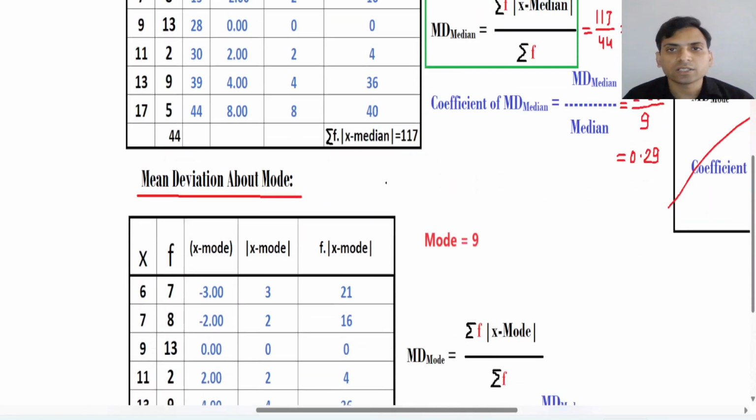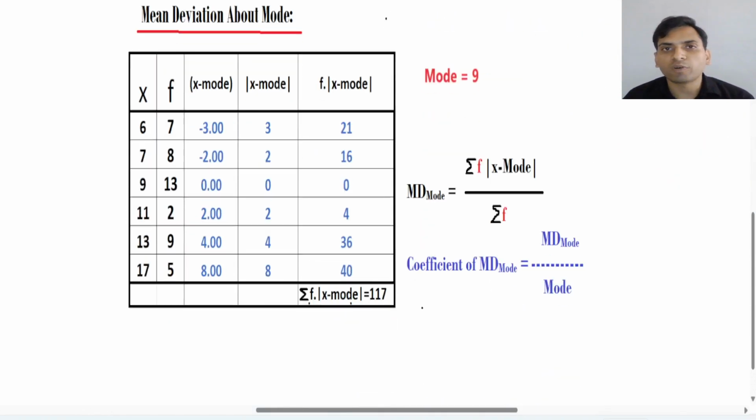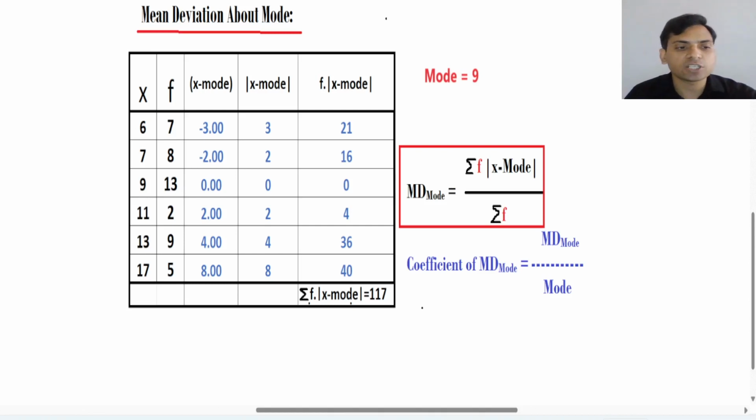Now last is mean deviation about mode. Simply we replace median by mode. The formula is this, and in this formula the first task is finding the mode. For this data, mode equals 9. I have already explained this concept of mode, and I will share the link of the mode lecture in the description box. So the mode for this data is 9.